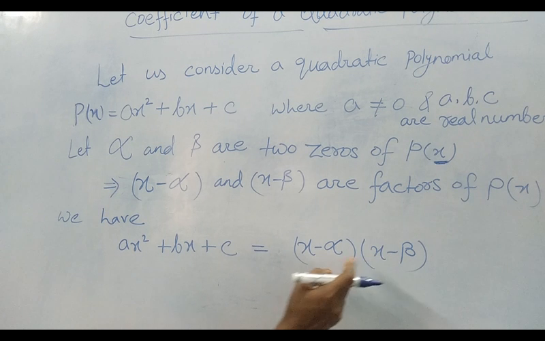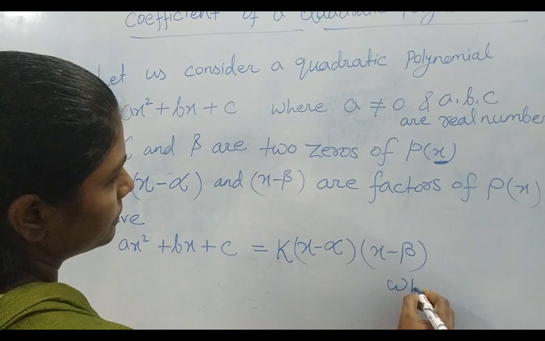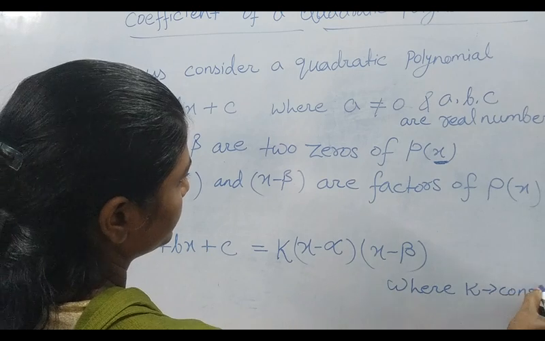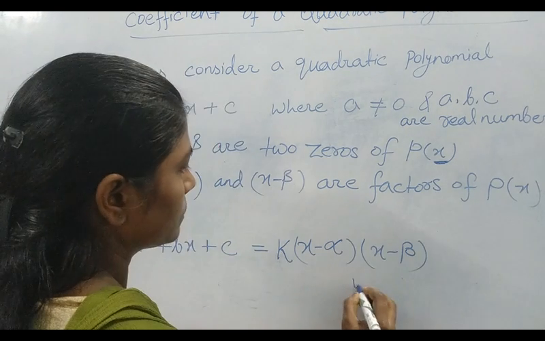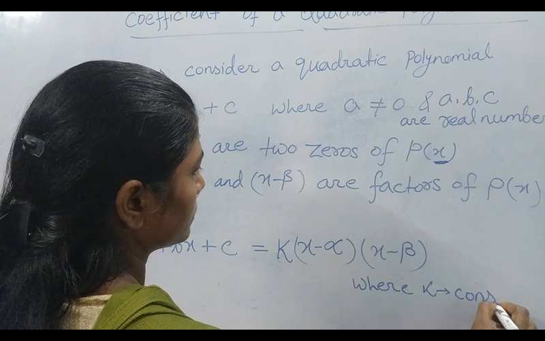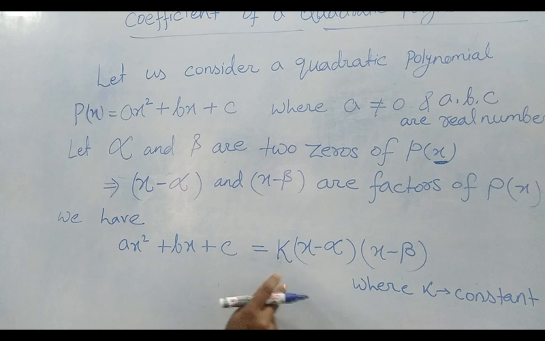can you find out any coefficient other than 1? No. So why we multiply it with some constant k, where k is a constant. Now multiply these two factors. So what you get here?